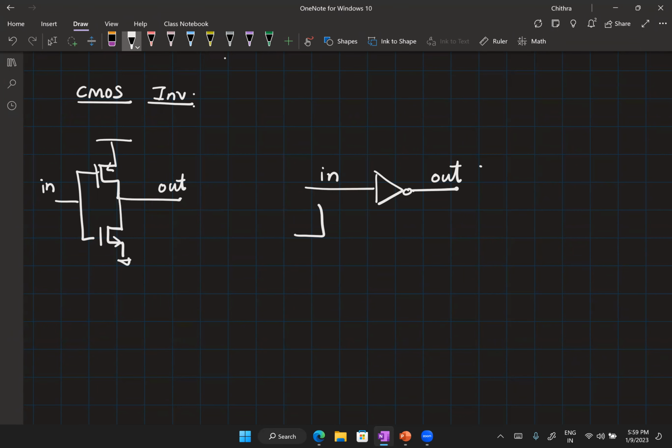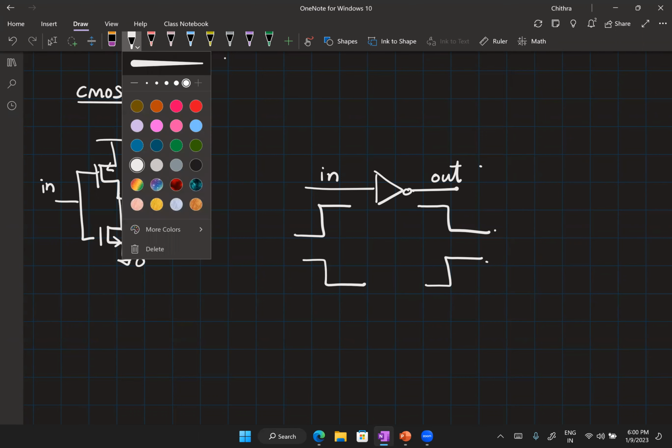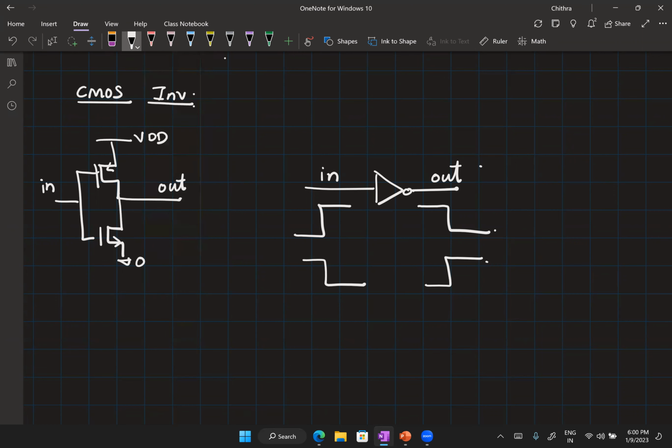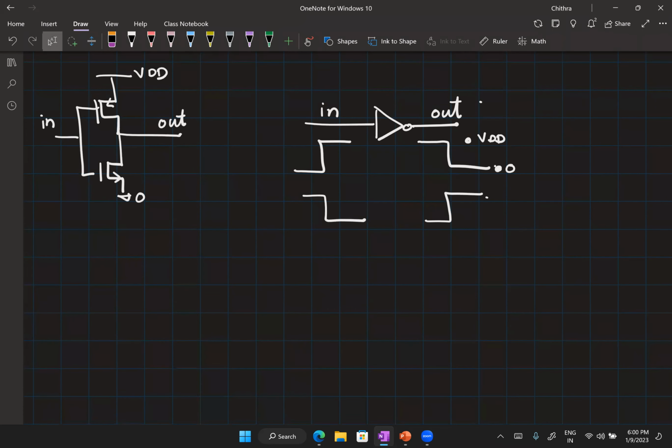Now, if I give a rising edge at its input, what do I get? Falling edge, and vice versa. Now, if this is VDD and this is 0, what comments can you make about the inverter output? What would be the values corresponding to low and high? So this will be 0 and VDD. Okay. So now let me ask you a question.